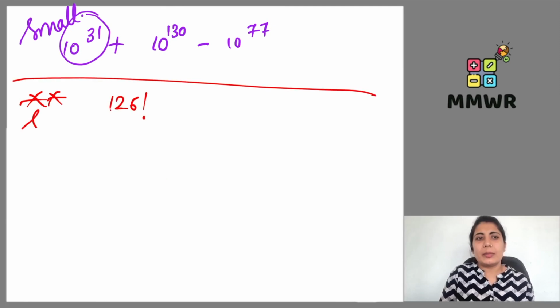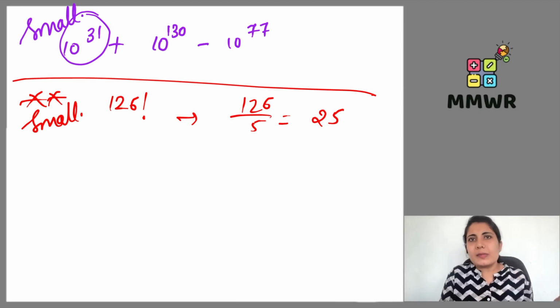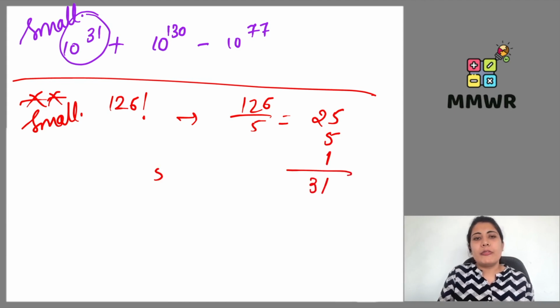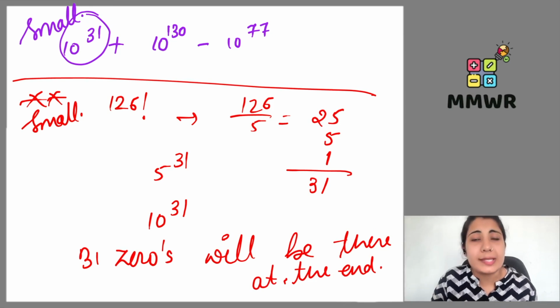126 factorial only we will be checking because it's a small number. So how many zeros are coming? For that, 126 will be divided by 5, which gives us 25. 25 times it will be divisible. 1 will be remainder, but we have learned this method. We have practiced a lot. So we know what we have to do with remainder. We have to ignore it. So 25 divided by 5 gives me 5. 5 divided by 5 gives me 1. So total how many fives am I getting? 31 fives. That means 10 to the power 31. So 31 zeros will be there at the end. At the end, how many zeros will be there? 31 zeros will be there.